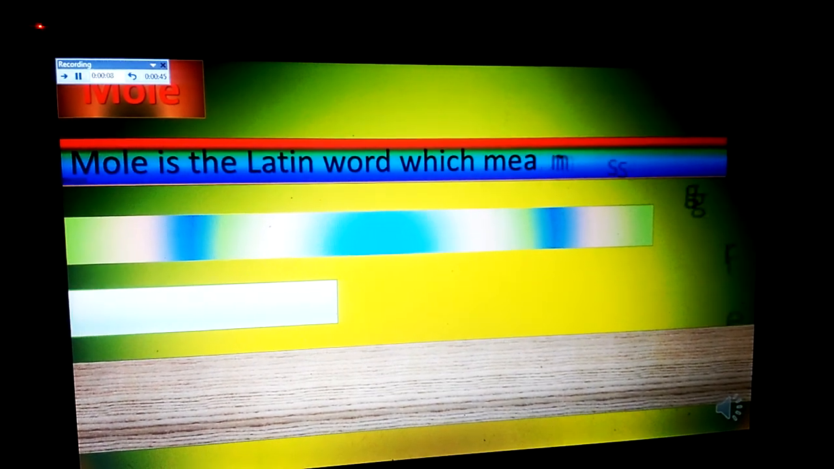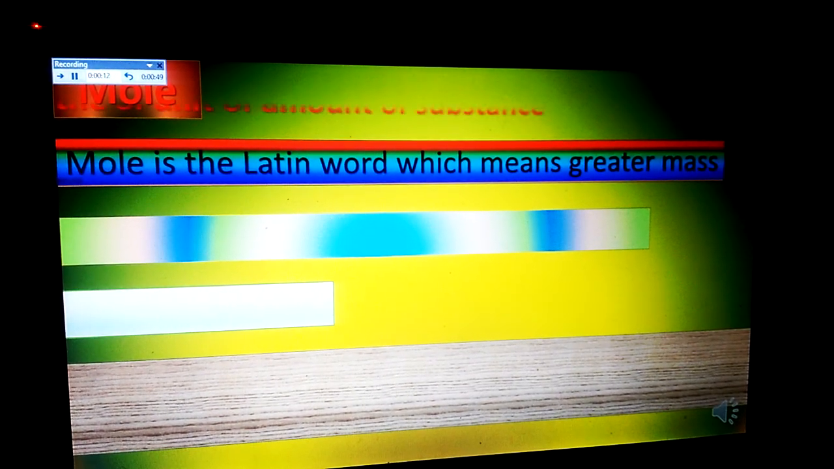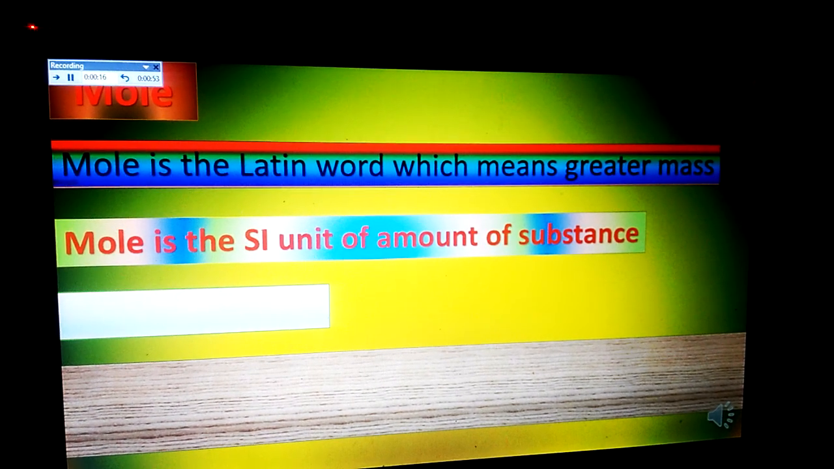Now what is a mole? Mole is a Latin word which means greater mass or huge mass. Mole is the SI unit of amount of substance.